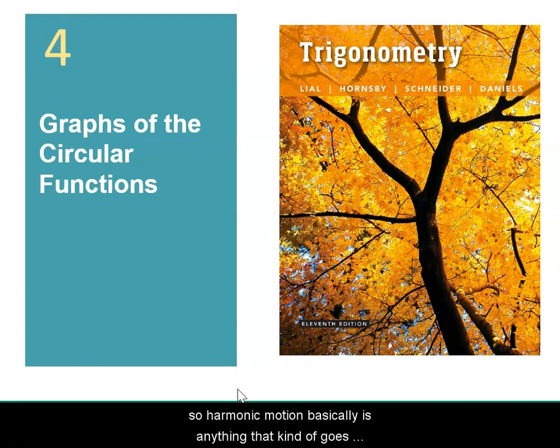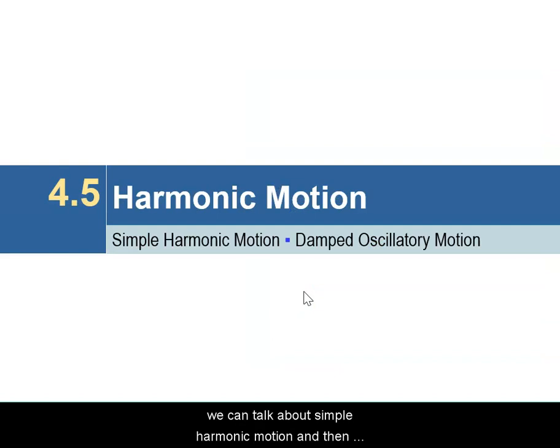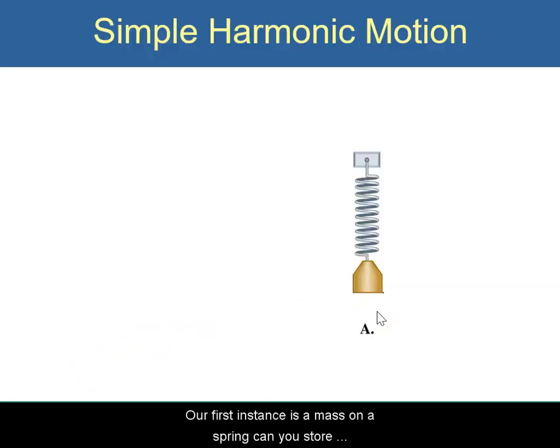harmonic motion. So harmonic motion basically is anything that kind of goes back and forth. You can think about a swing. You can think about a weight on a pendulum. Typically what we start off with though is a weight on a spring, right? So we're going to talk about simple harmonic motion, and then we will talk about damped oscillatory motion as well. So our first instance is a mass on a spring.